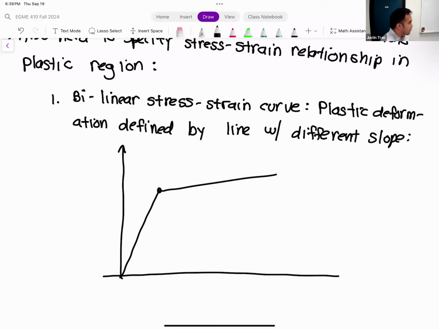So the benefit of this is that it's easier to specify. You only have to specify a second slope. The downside, of course, is that it may not be perfectly accurate because you're not getting that exact curve.